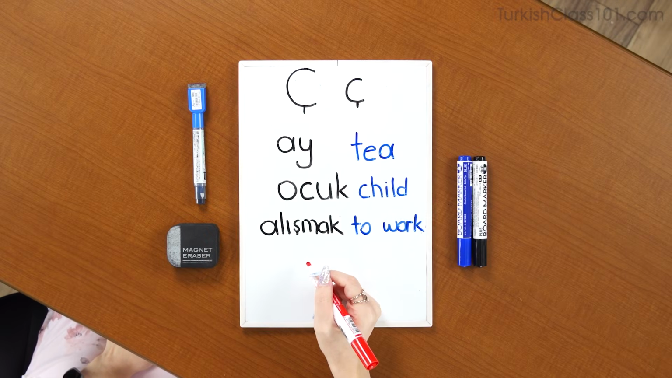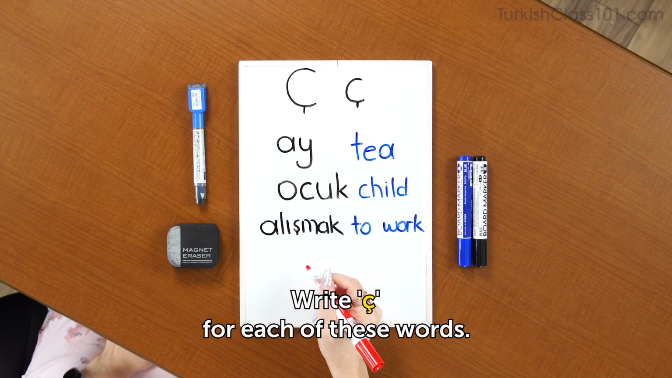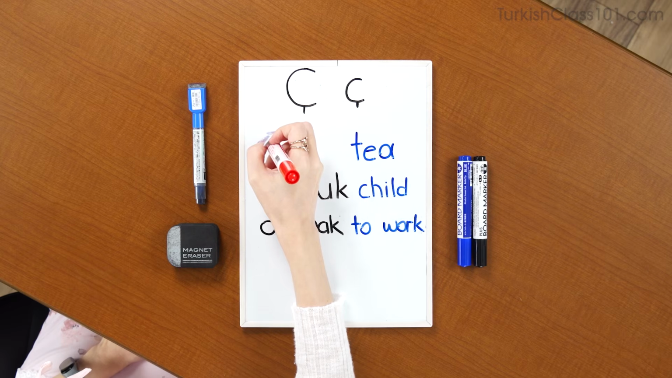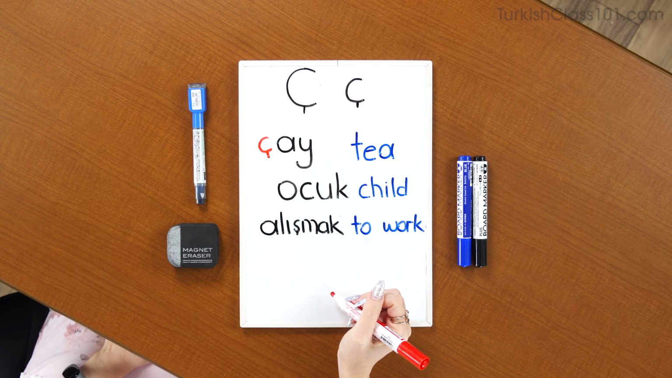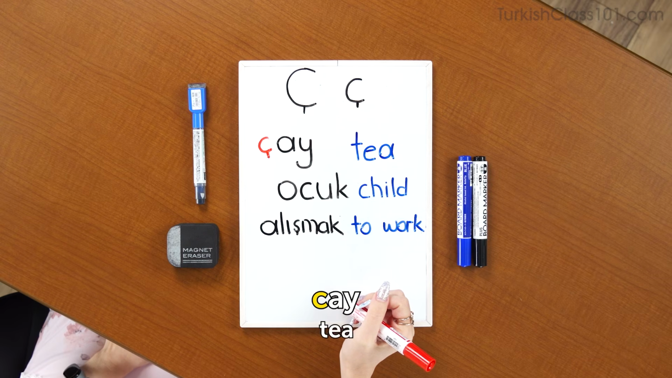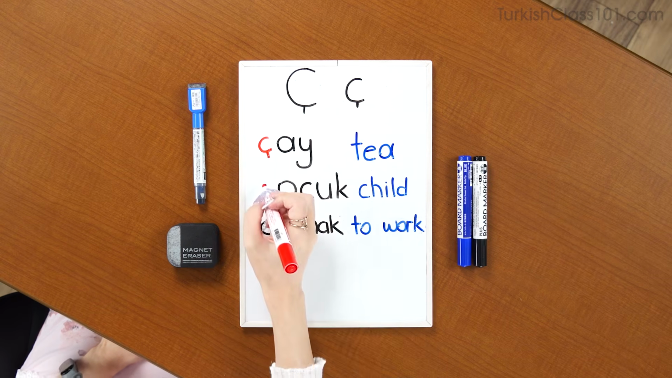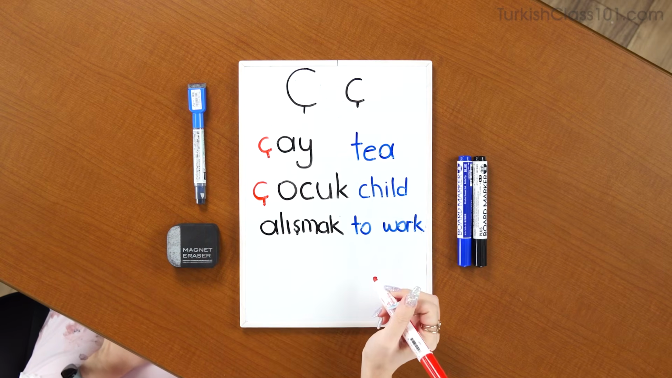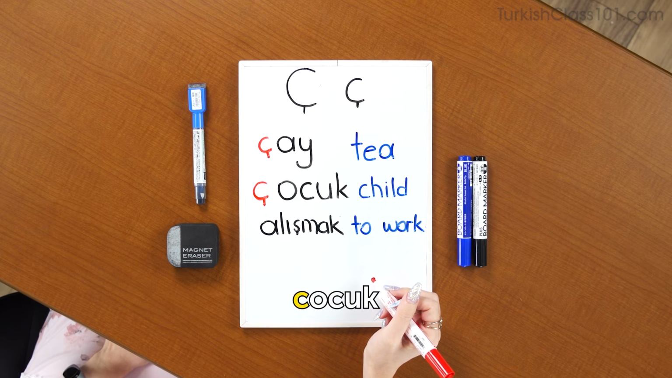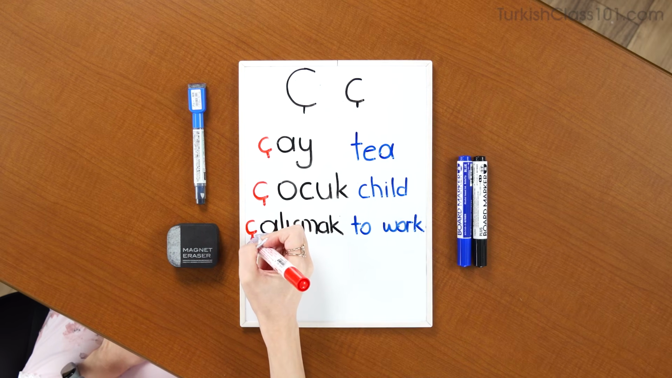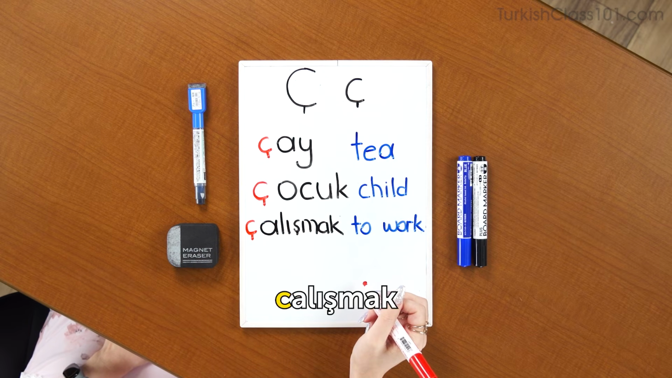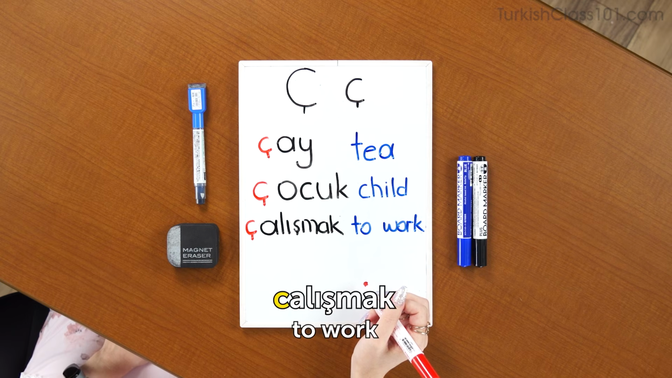Now let's practice. Write Ç for each of these words. Çay, tea. Çocuk, child. Çalışmak, to work.